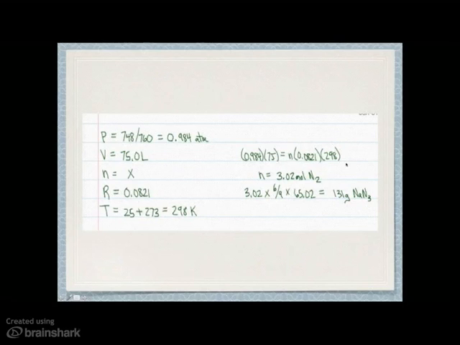You already know how to use the PV equals nRT equation. It's just basically making sure that you read through the problem and you know what it is that you're given, what it is that you're looking for, and then that way it'll make it a lot easier for you.